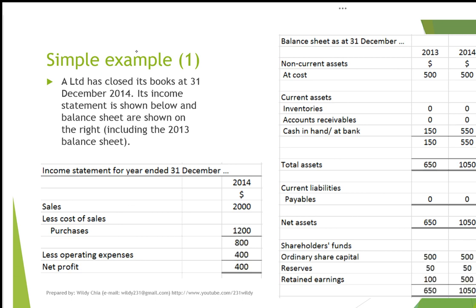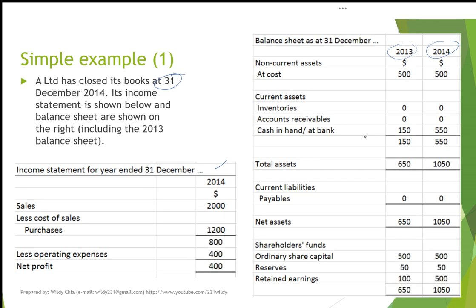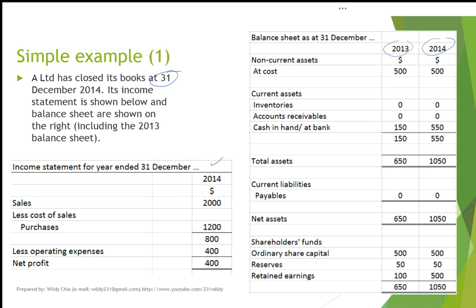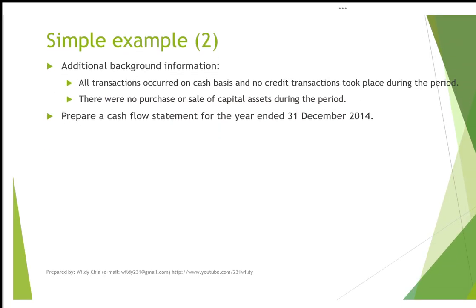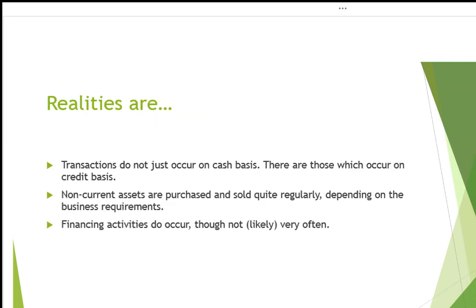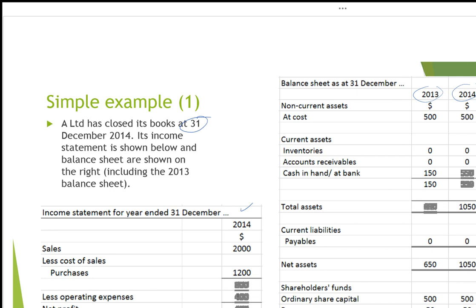So in this case, A Limited closes its books at 31st December. Following shows the income statement for the year ended December 31st, 2014, and you have the balance sheets for the 2 years 2013 and 2014. Okay, and our job now is to simply prepare the cash flow statement for the year ended 31st December 2014. Assumptions are all transactions on cash terms, no credit transactions, no purchase and or sale of capital assets. Fairly simple. So let's go on and prepare this.